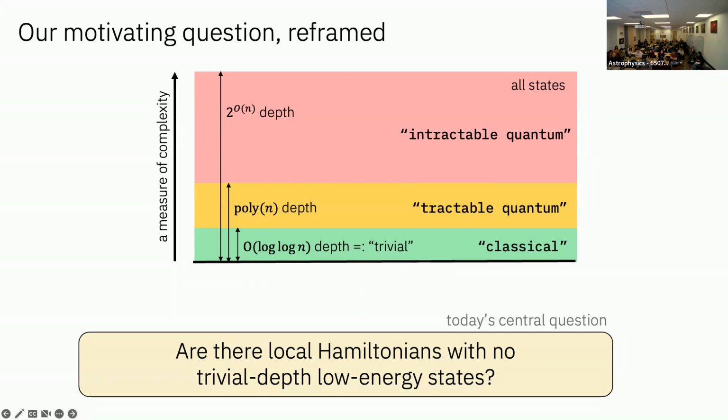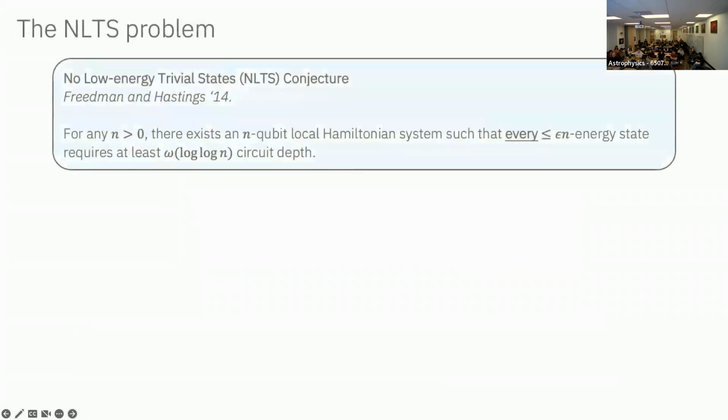Okay, so this question is not my own question. It was actually posed by Freedman and Hastings in 2014, who said the same thing. Can they write down Hamiltonian systems where every low energy state requires at least omega of log n depth? This is just to get out of that trivial depth regime.